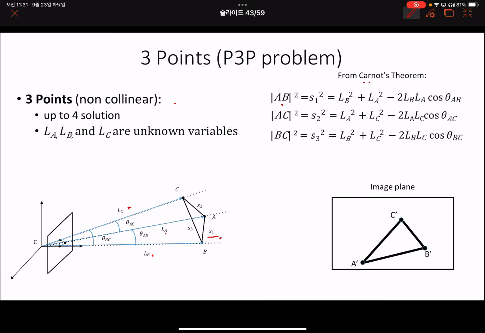So we have these, and from this equation, as we know, A, B, C, the 3D points, are given. So we know this length. This is unknown, unknown, unknown. Cosine AB we can know because we have the image coordinate system observation. So we can get the cosine between A and B. So this is given. What we do not know is only the lengths LA, LB, LC. These are the unknown variables in these three equations.